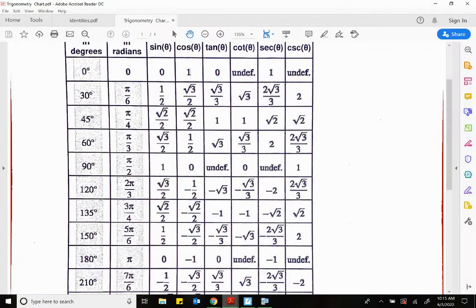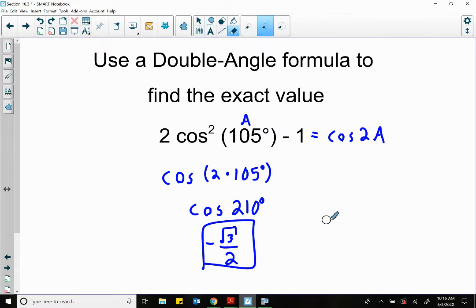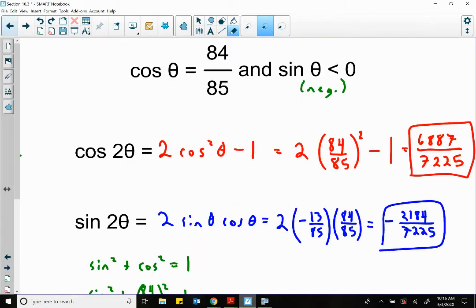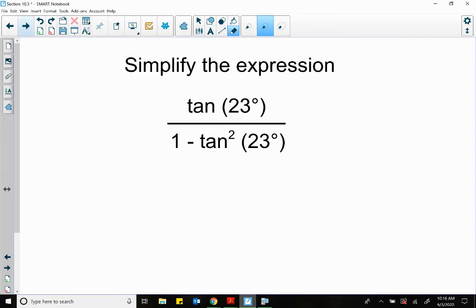So you just go out to your chart, cosine 210. So here it is. The answer is negative square root of 3 over 2. And that's all they want. That is the exact value. Nothing crazy. Sometimes you're using them straightforward. Sometimes you're going backwards. Okay? All right. Go ahead, pause the video, see what you can do on this one.